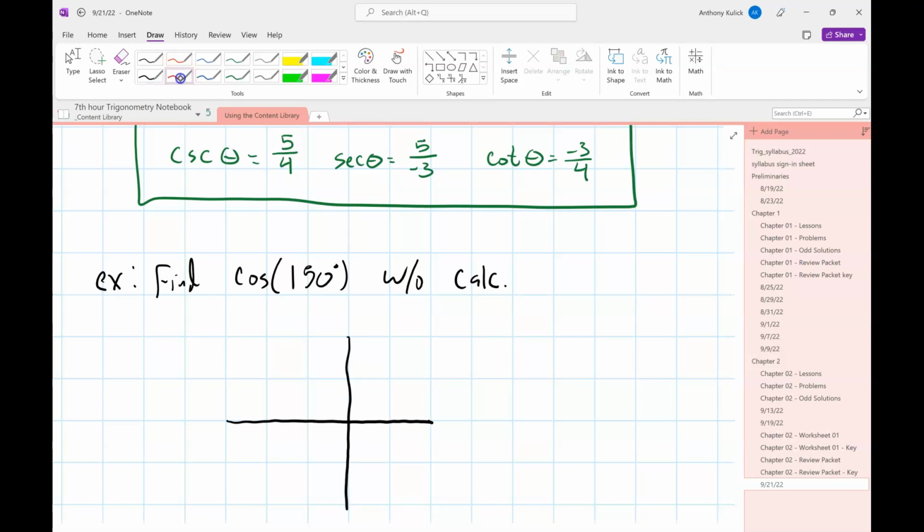So we'll start by drawing our standard position angle. So 150 is over here. How do I know how far to go, Mr. Kulik? Well, each quadrant is how many degrees? 90 degrees, so I went 90 degrees. That leaves me 60 to go to get to 150. 60 is more than half of 90, so I just went somewhere a little bit more than halfway. Just eyeballing it.